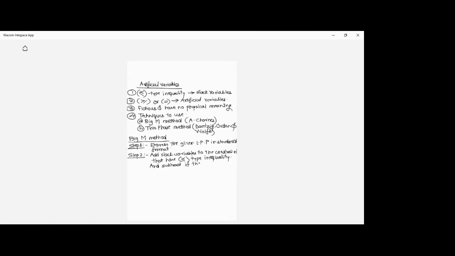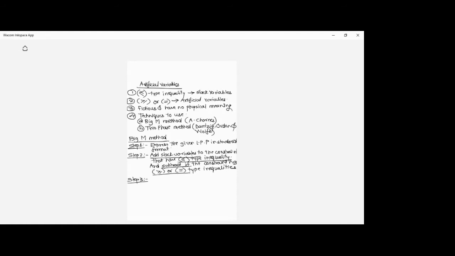if the constraint has a greater than or equal to type of inequality, right? I'm hoping that you're getting it. We add slack variables where we have the less than or equal to type of inequality, and we subtract where we have the greater than or equal to type of inequality. So we have the next step as step 3.